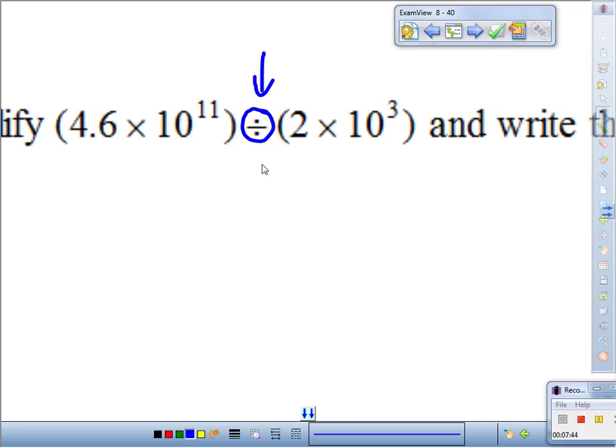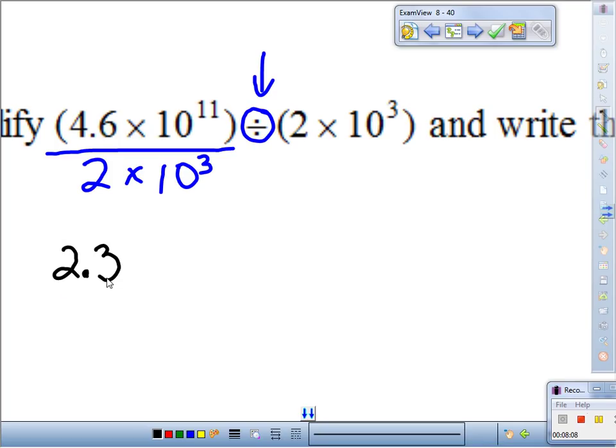So when you get to this, to save time and space, check this out. You see the division sign, so automatically underneath you're going to draw a fraction bar, and then you write this one on the denominator. Does that make sense? So now we rewrote it like this. What is 4.6 divided by 2? 2.3, or 0.23. Bring down the multiplication. Are these the same base? Yes. What happens to the exponents when we divide? Subtract. 11 minus 3 is 8.